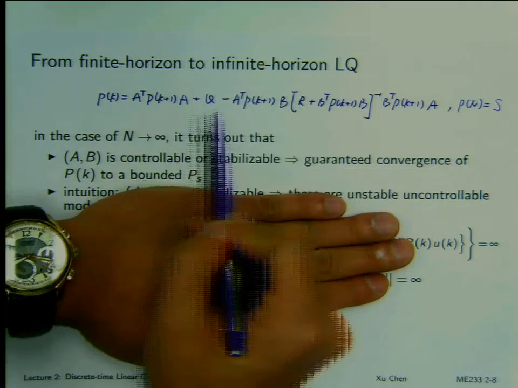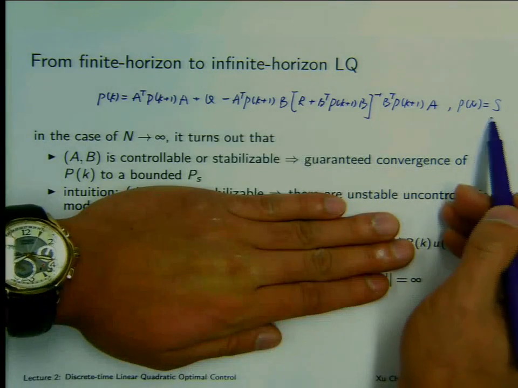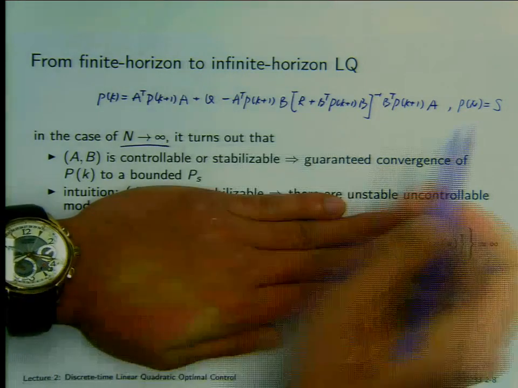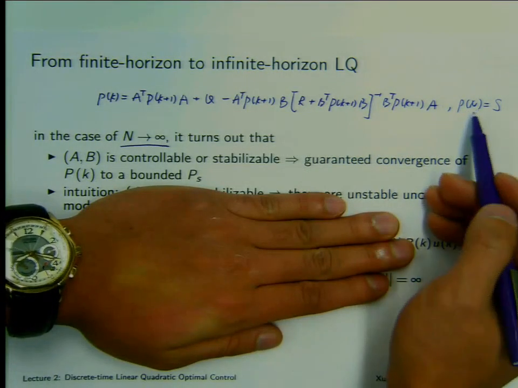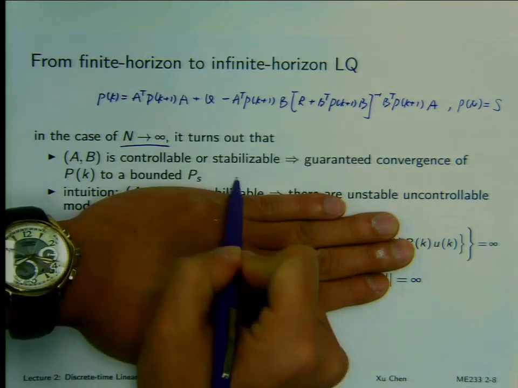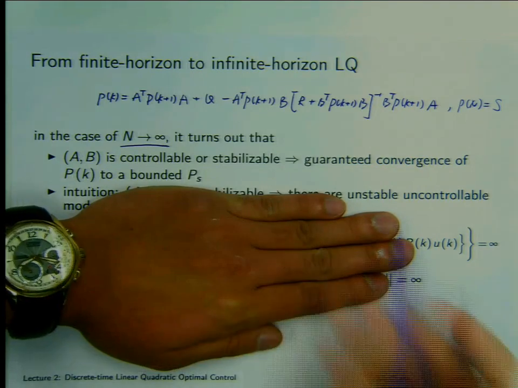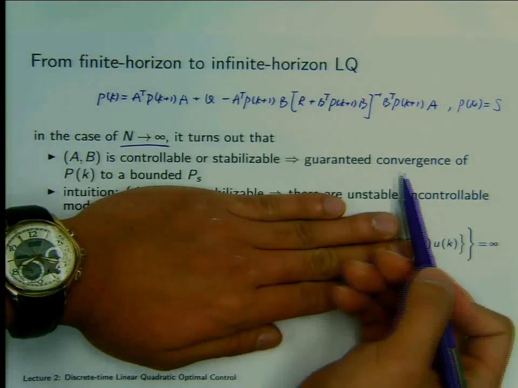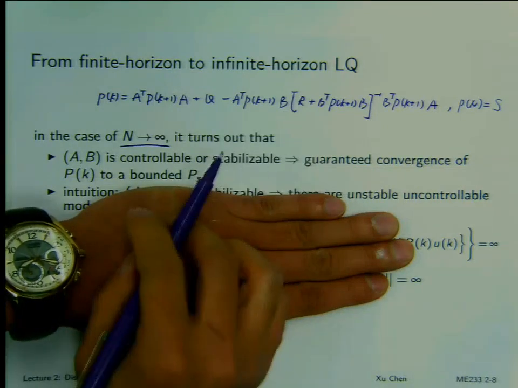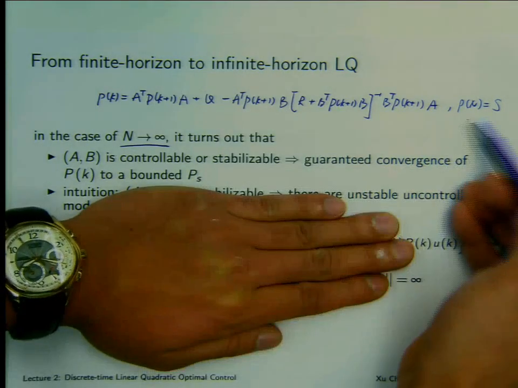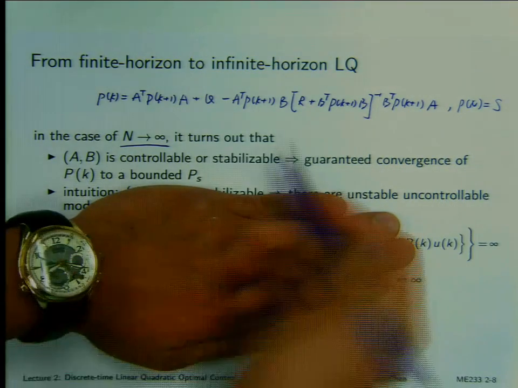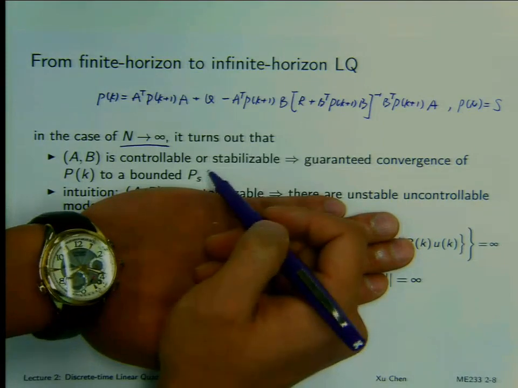For this Riccati equation with a boundary condition like this, in the case of extending the optimization horizon to infinity, if AB is controllable or stabilizable, then it's guaranteed that the Riccati equation will converge to a bounded matrix in the steady state. This is regardless of how you assign the initial values. And that's nice because it tells us we can converge to a constant matrix.